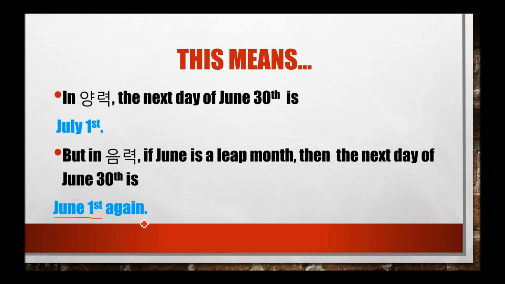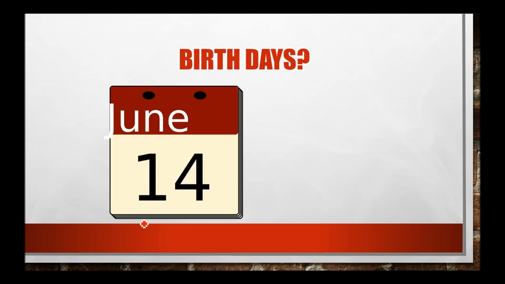There's another June 3rd, there's another June 4th, another June 5th, 6th, 7th, and it goes to 30th. If June is a leap month in that year, then you have another June in that year. There are 2 Junes in that year. Then what happens if your birthday is in June? Then you have 2 birthdays in that year.